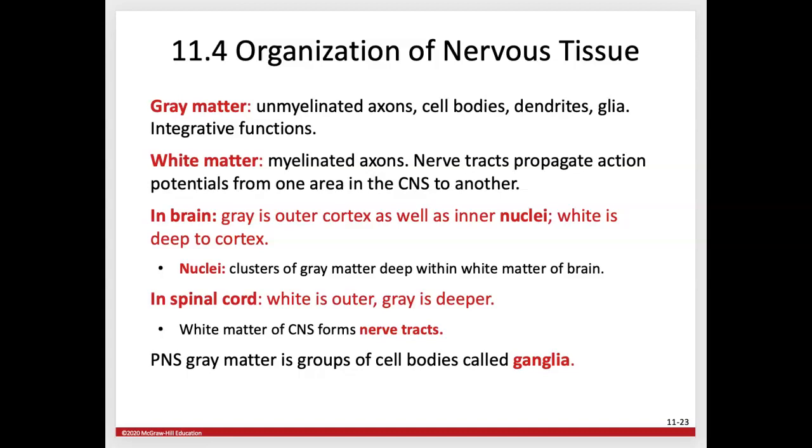The term nuclei, in reference to the nervous system, is referencing clusters of gray matter deep within the white matter of the brain. In the spinal cord, it's the opposite. The white matter is the outer layer, and the gray is deeper. And the white matter of the CNS forms nerve tracts, or basically, I think of it as nerve roads. So it's tracts of nerves or groupings of nerves that go from one place to another. Peripheral nervous system gray matter is groups of cell bodies called ganglia.